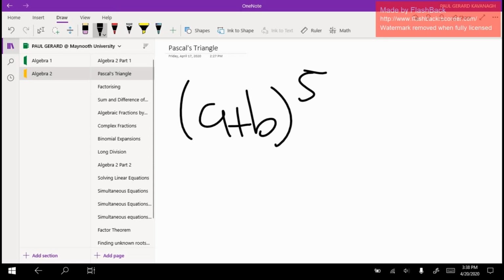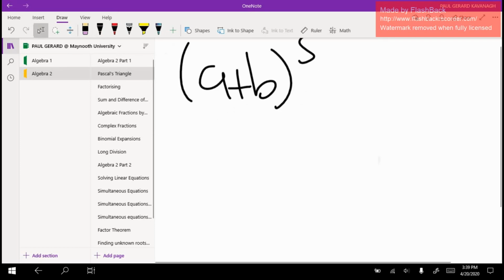So what Blaise Pascal, a French mathematician, discovered was that when you look at all the expansions in this form, so if we look at (a+b)^0, (a+b)^1, (a+b)^2, and so on in that order, all the coefficients form a pyramid or a triangle. We use this triangle to represent the coefficients from the expansion.